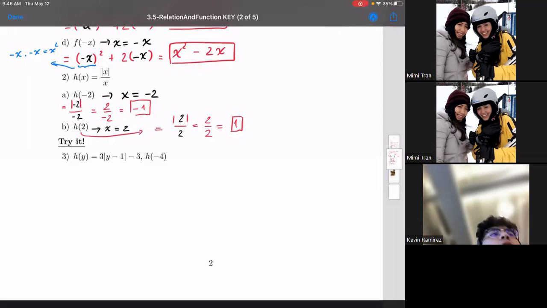If you set it up, oh yeah, you just replace y with... h of -4. Inside the parentheses, that's the one you replace with the letter. The equation is 3 times the absolute value of y minus 1, minus 3. And you're supposed to replace y with -4. I can use any letter I want, right?